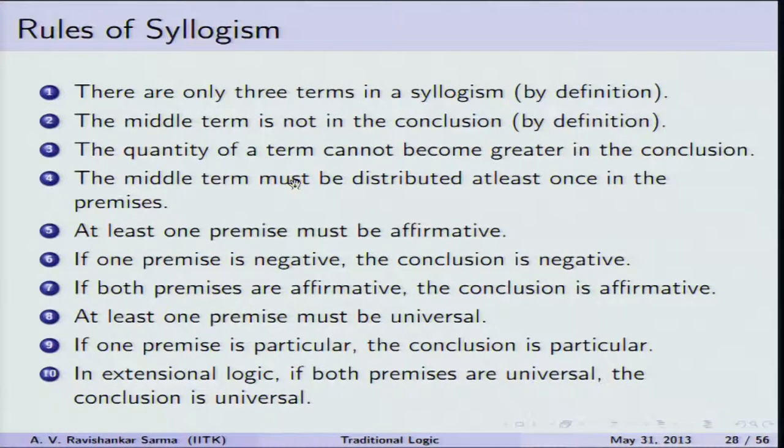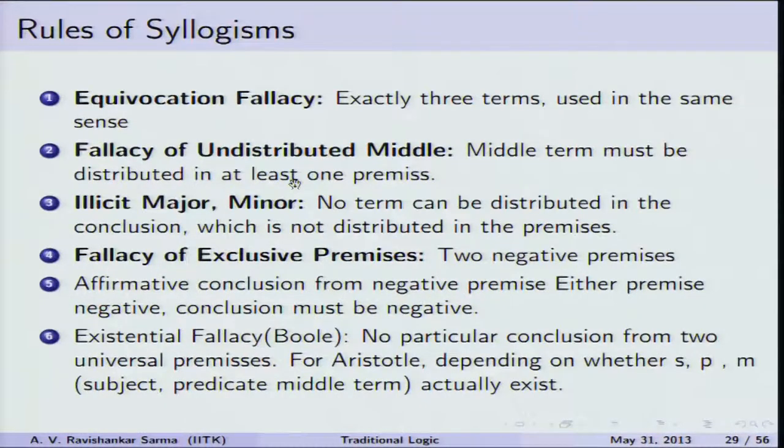Again, it sets a limitation to Aristotelian logic. So this is considered a kind of fallacy, especially when you infer a particular proposition from two universal propositions. That is considered an existential fallacy in modern logics. Suppose our rules are not satisfied, then obviously there are mistakes in the argumentation. That is what we considered in the case of formal fallacies. They are considered fallacies.